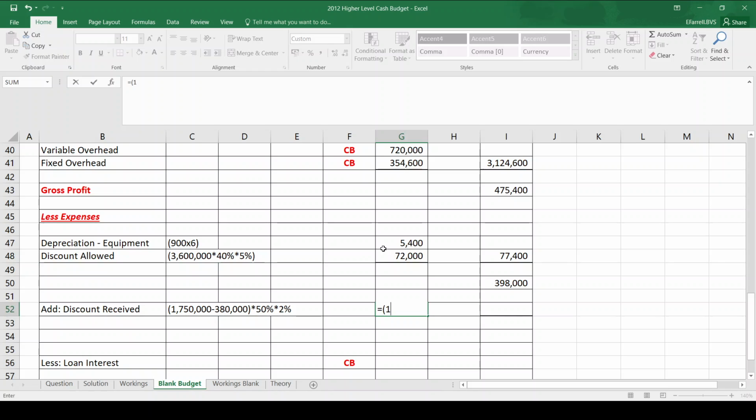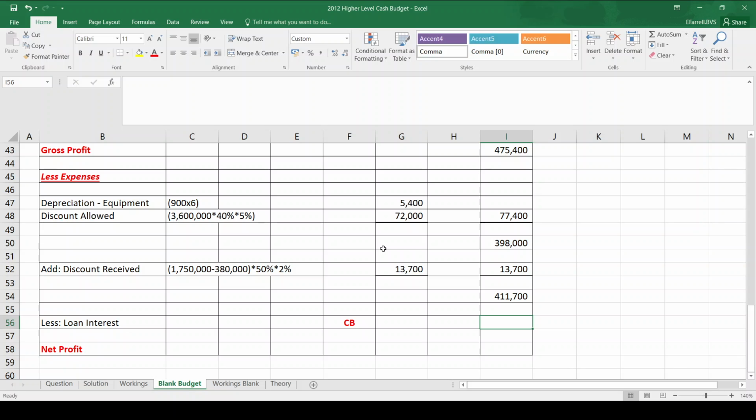So I'm just getting my total purchases, 1,750,000 minus the December, and then multiplying that by 50% because I got a discount if I paid a month later, 50% of them were a month later, and the discount I got was 2%. And again, that comes to 13,700 because there's no other income there. So 398 plus the 13,700 comes to 411,700.